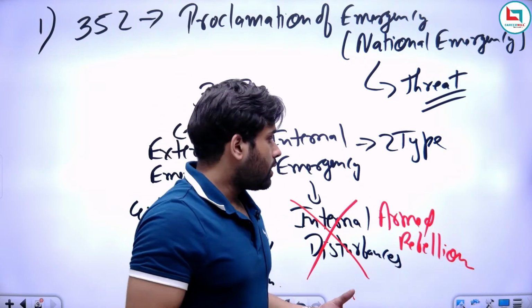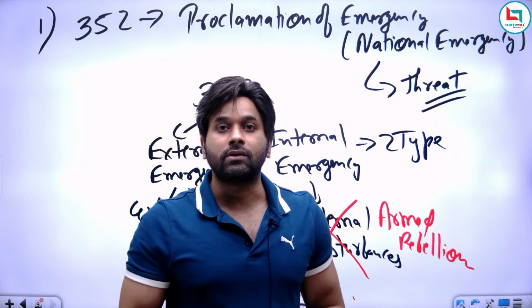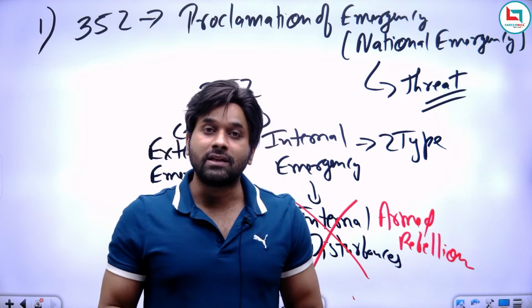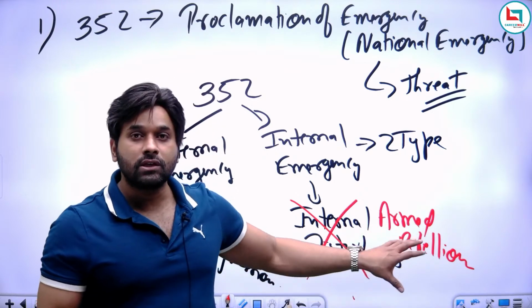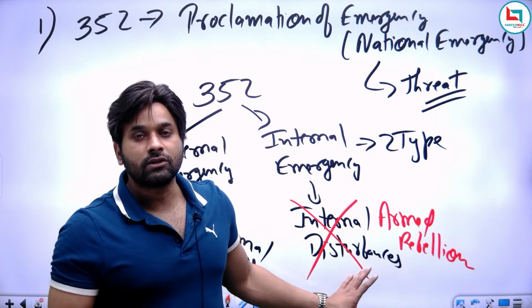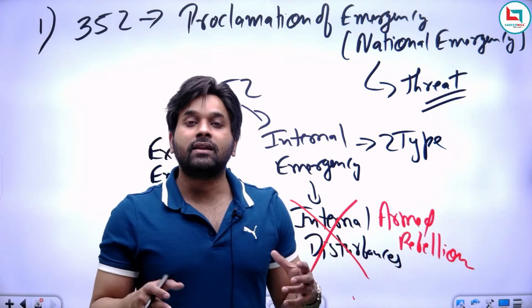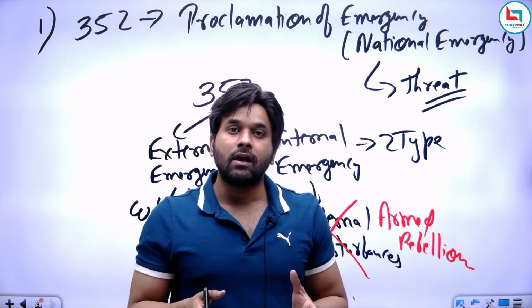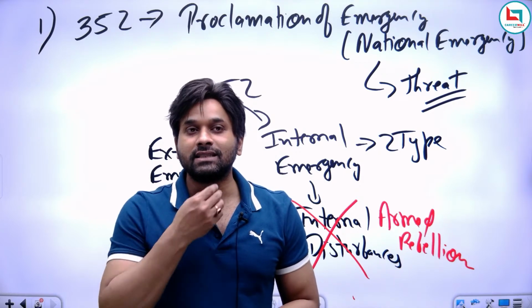So Indira Gandhi misused this word, and that is why when Morarji Desai came to power, he decided to replace it with a clear word, and it was armed rebellion. Now this word is far more clear than the previous one. Here it is clearly mentioned that these are rebellions and they are armed. Now how was this done? This was done by the 44th Constitutional Amendment Act 1978.